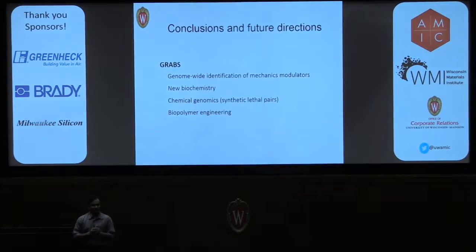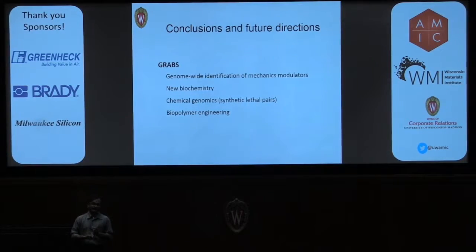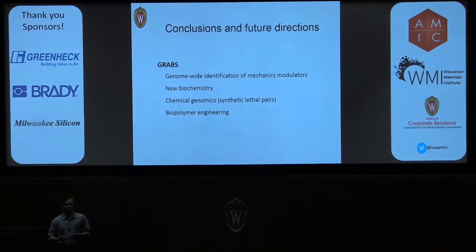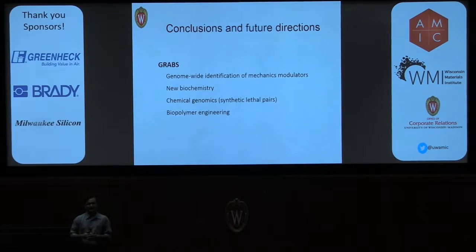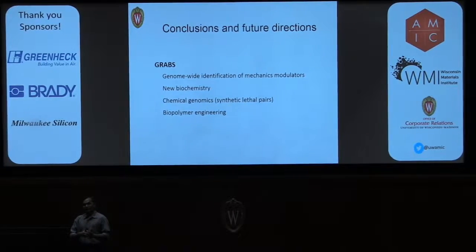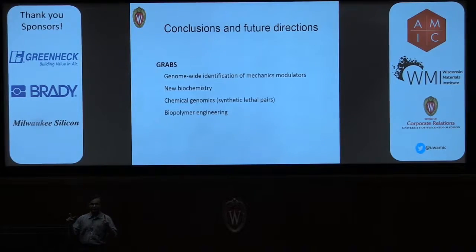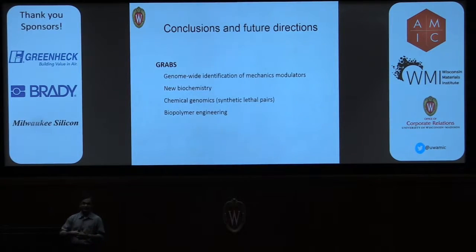So the conclusion of my results is that this genome-wide identification of cell mechanics modulators will help us understand the physiology of bacteria. It will help us find new proteins, new pathways that contribute to the stiffness. These proteins can be targeted using a chemical biology approach. We can combine the mutation of two genes, and then we can get an enhanced phenotype. And also we can do some biopolymer engineering.